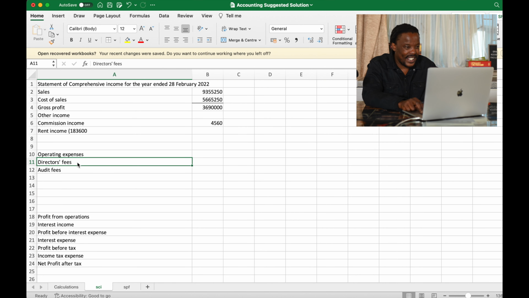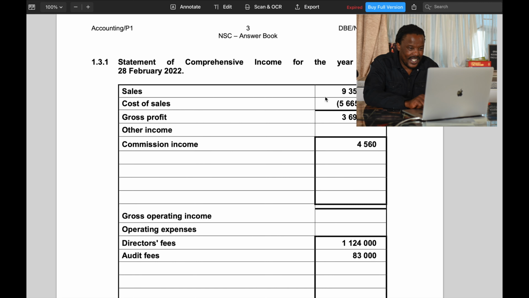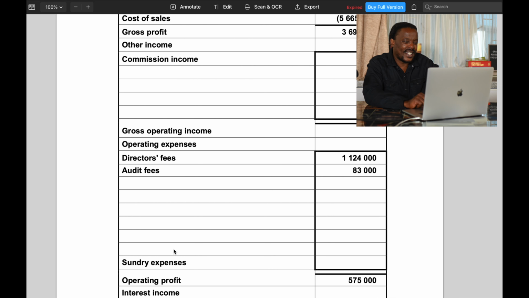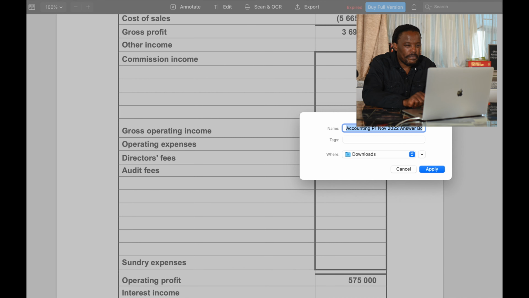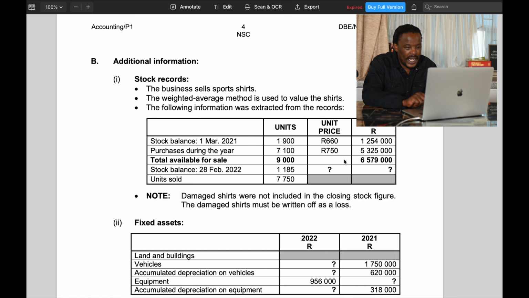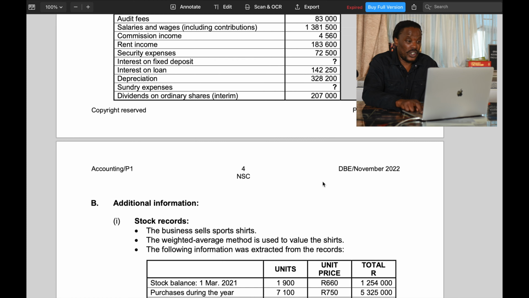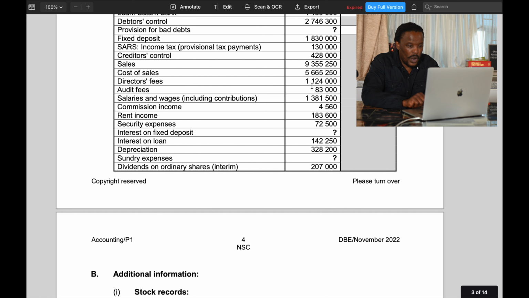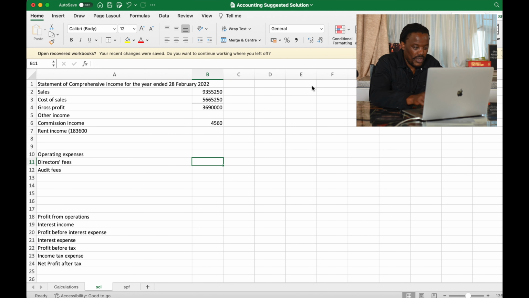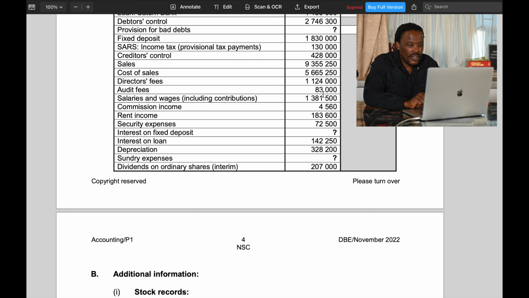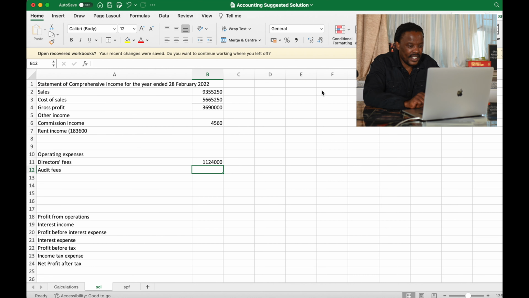Directors' fees is given as, let's not look at this because I wanted the formality, and then they gave you nothing until they gave you sundry expenses. So even if we don't look at the amounts here, we can just go straight to our question paper and look at the amounts, which they speak of. Directors' fees, 1124 million. And then we have audit fees, 83,000.